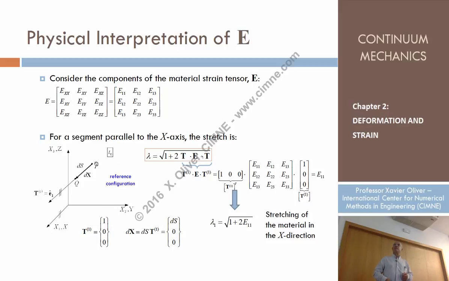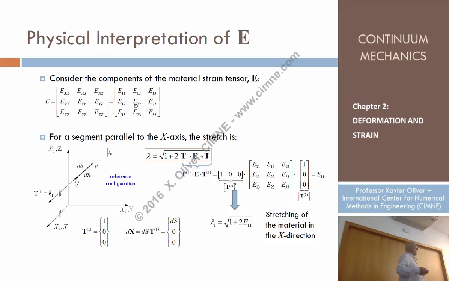Of course, I could do the same now taking T2, that is 0, 1, 0, so segments placed in that direction, and I would obtain, just by extension, that the stretch of segments placed in the x2 direction would be the square root of 1 plus 2 times, what would be here? If I'm talking about the second direction, E22. So that would be E22. So the important information is that E22 contains the information of stretches.